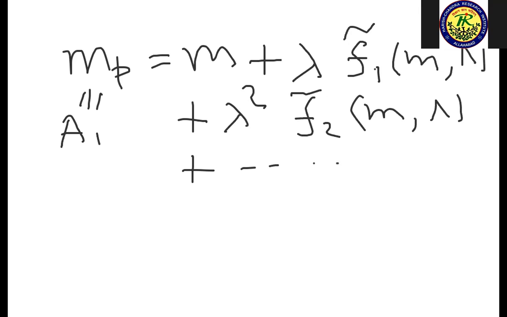So if you are working to lowest order in lambda, then M is equal to MP. At the first order in lambda, when you try to write M in terms of MP, it will also involve lambda, and that relationship is typically infinite.